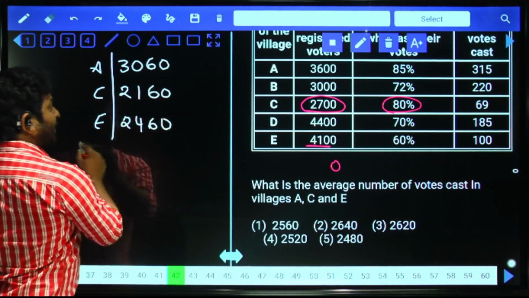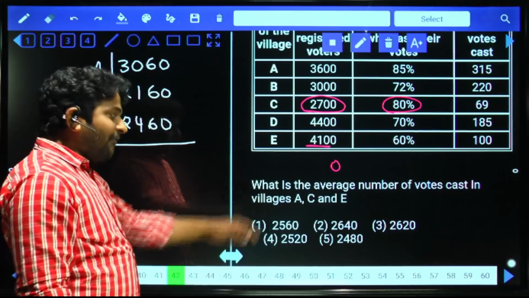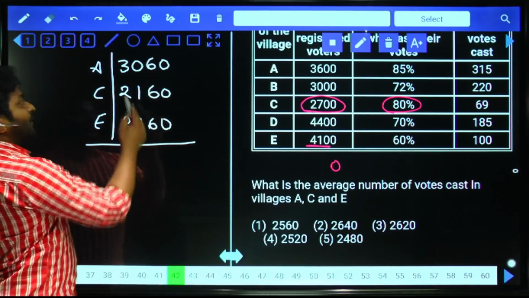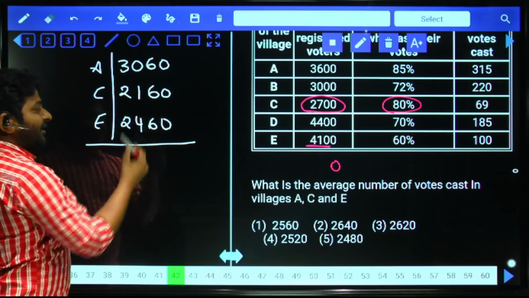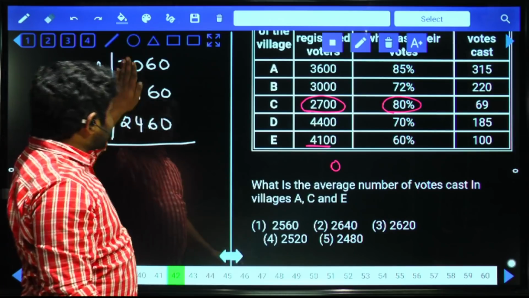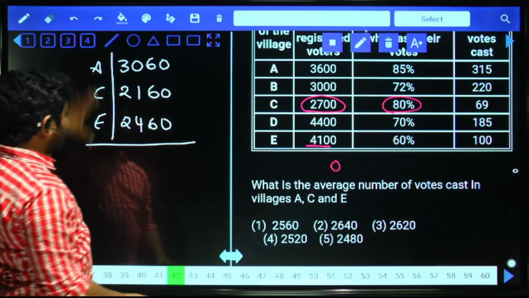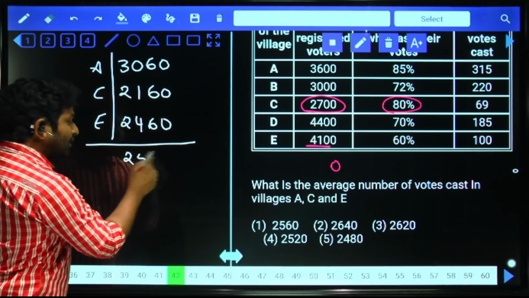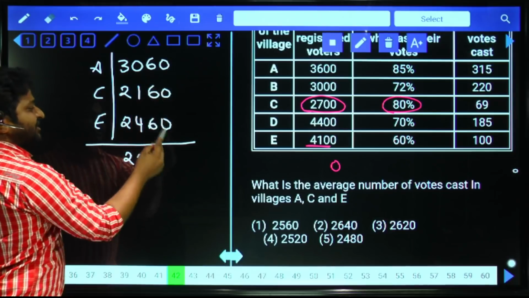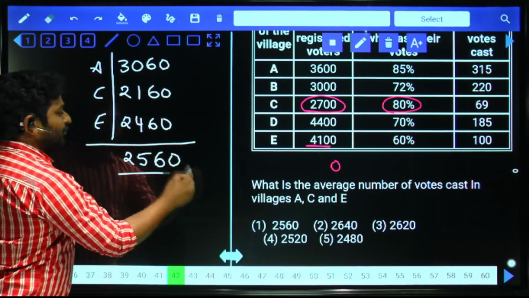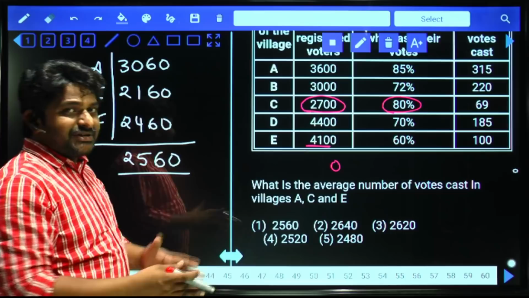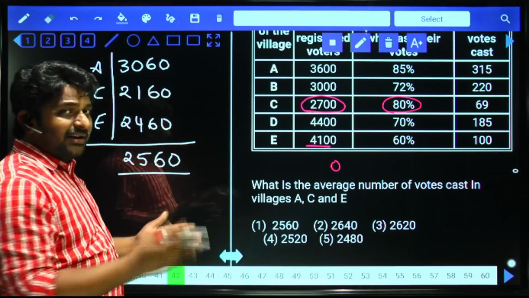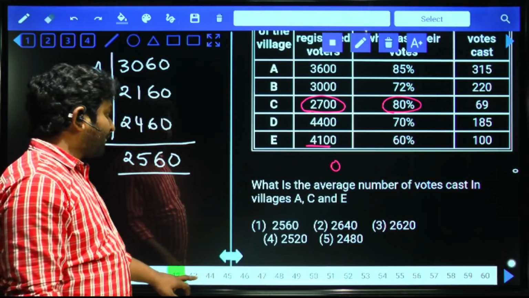Now your question is to identify the average. They asked for the average. 3000, 2000, 2000, 7000, 500. So far, for 7500, the average of three numbers in the sense of 2500, 60, 60, 60, the average is 60. 2560. First option is the answer. Here also, instead of adding the total and dividing by 3, cut and then add. That is the simple way. Next.